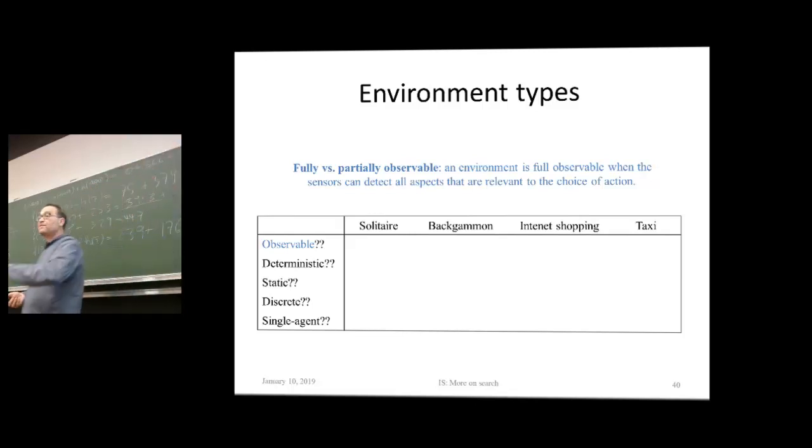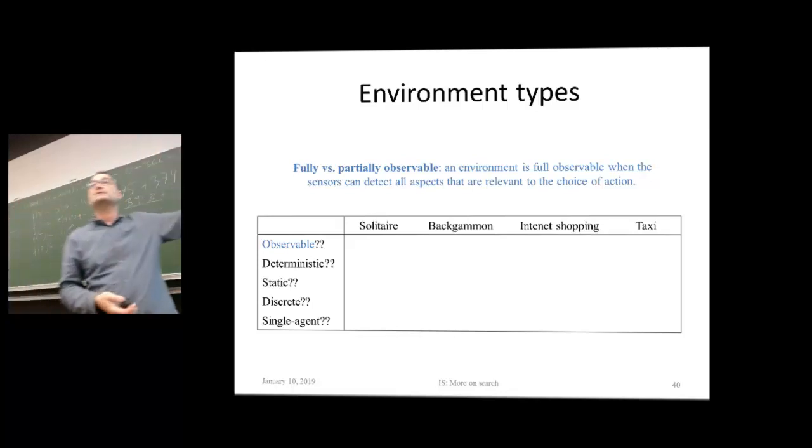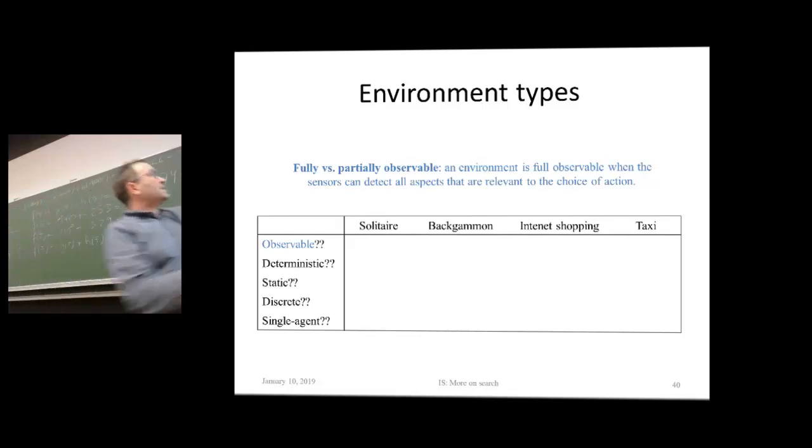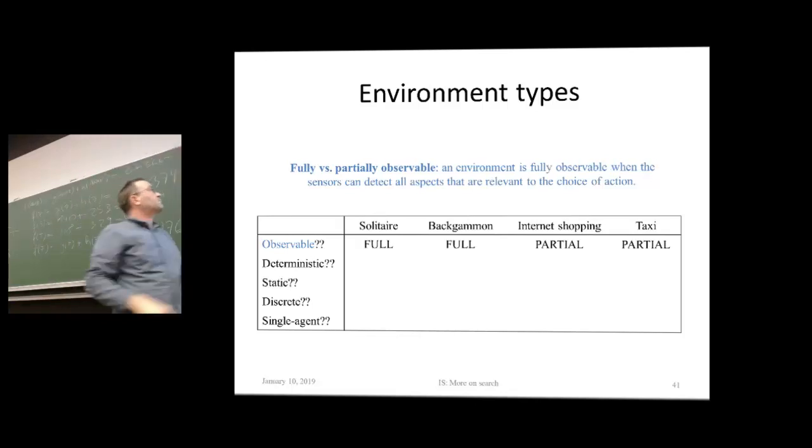And that's different to Schnapsen. So I actually used this difference in environment types quite a lot to motivate what we are doing. If you look at three or four different scenarios, you might have a solitaire game, a backgammon game, internet shopping, where you want to find the best product as cheap as possible, or a self-driving car or taxi. Then solitaire and backgammon are fully observable. You know exactly where all the figures are, where all the cards are, what the value of the cards are, what the possible transitions are, and so forth.